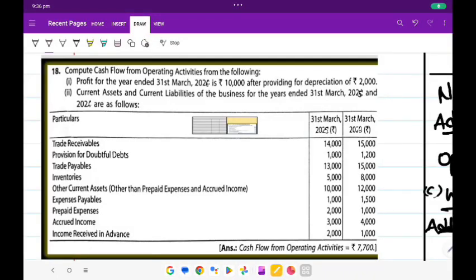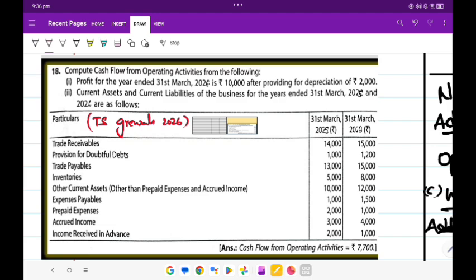Dear students, today we are doing problem number 18 from T.S. Grewal Financial Statements textbook, 2026 edition. I'll read the question first. Compute cash flow from operating activities from the following.